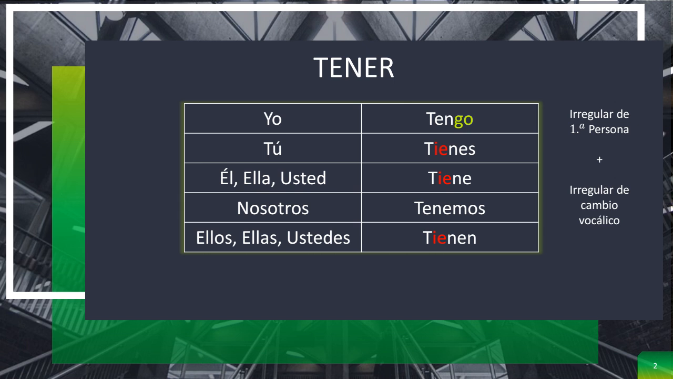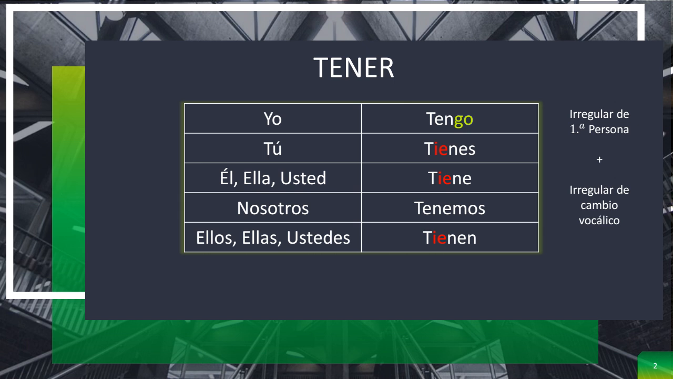Here, you can see why tener is considered a mixed irregular verb. When you conjugate tener, you end up with tengo, tienes, tiene, tenemos, and tienen. So you can see that tener is a go verb because in the yo form, we say yo tengo. You can also see that tener is a stem changer because we change the E to an IE in three of the forms, in the tú, the él, ella, usted, and then the ellos, ellas, ustedes forms. So we end up with tienes, tiene, and tienen.